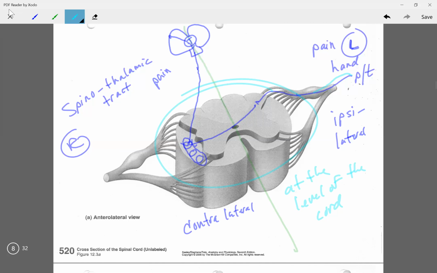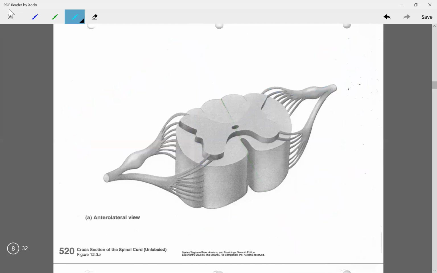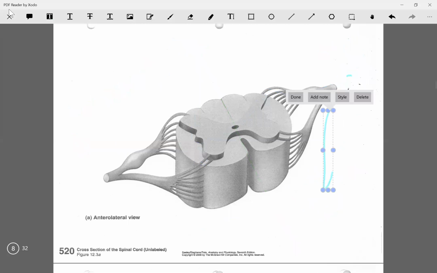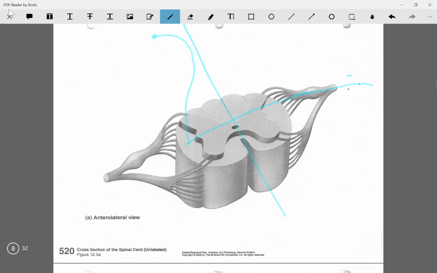Okay. The pain information is not going to go into your hand and through L5. That's not the appropriate level of the cord. Okay. So pain and temperature comes in, and I'm just redrawing this with a different color. Well, never mind. That just got rid of it. Okay, crosses over to that spinothalamic tract, goes up, and then to the appropriate level of the brainstem.